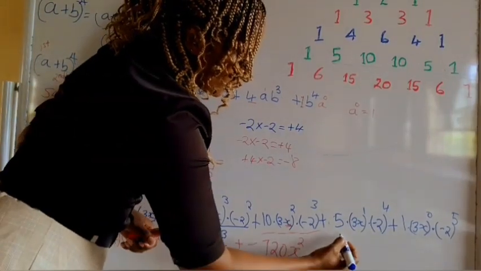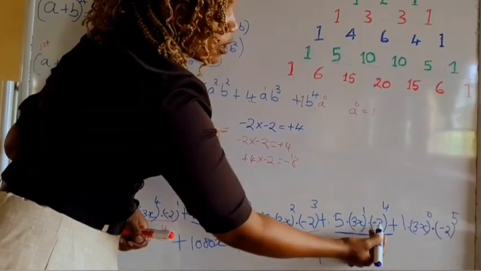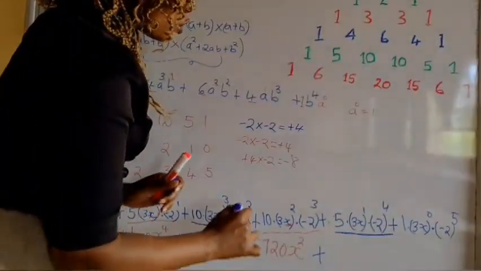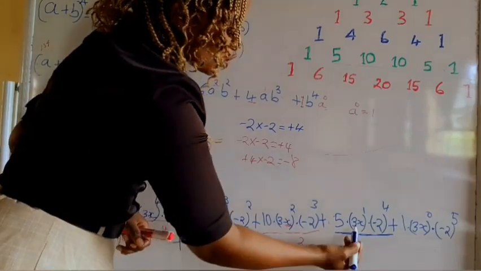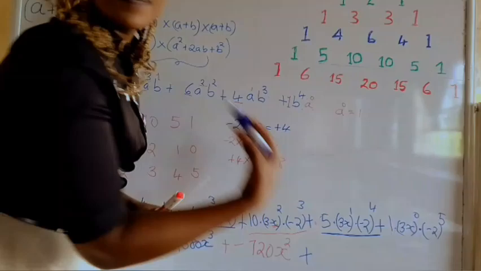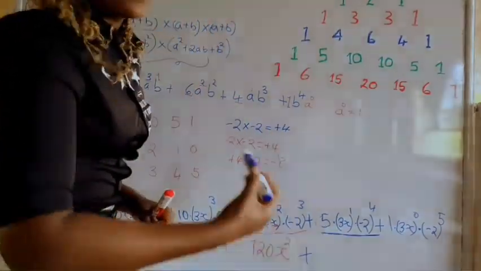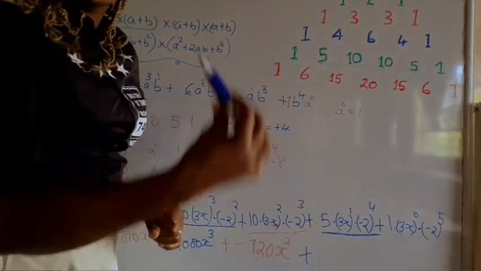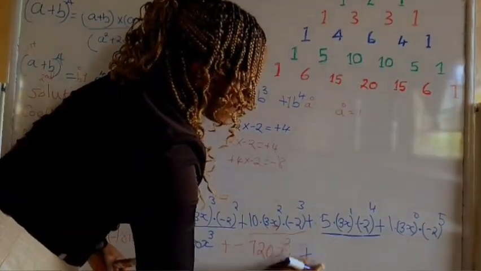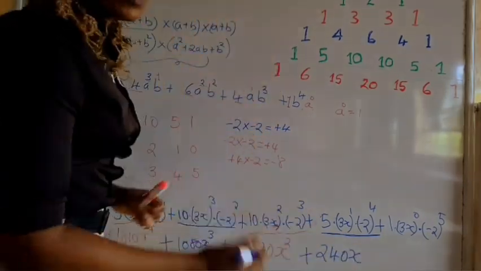We look at this term. Everything here shall be positive because the power of negative 2 is an even number, so the end result shall be positive. So 3 times 5, because we have 15, okay? 3 times 5 is 15, and then we multiply 15 times 2 power 4. What do we get? 60. 240x, because it is power 1.